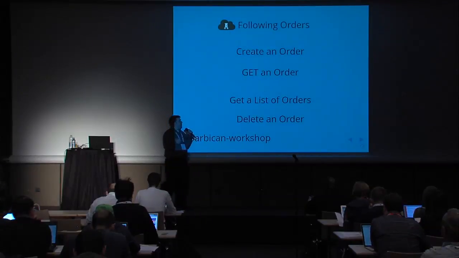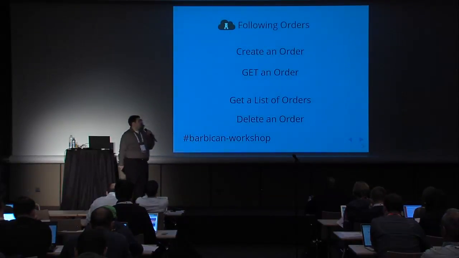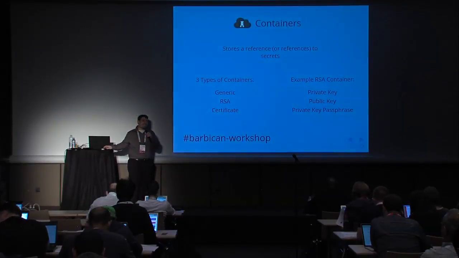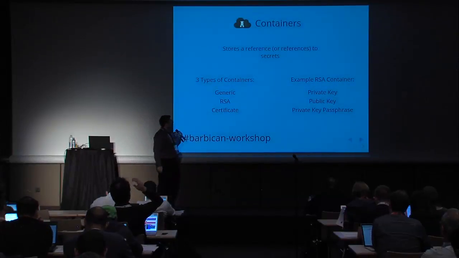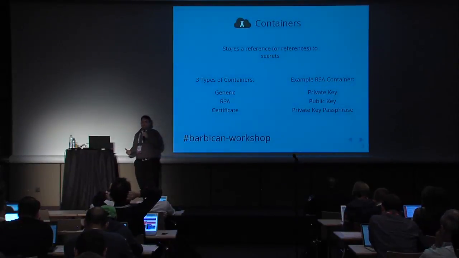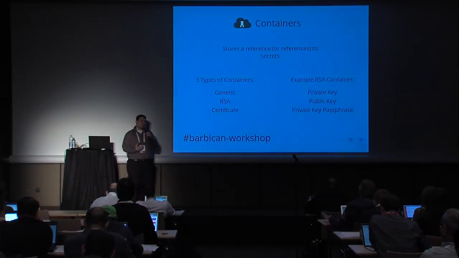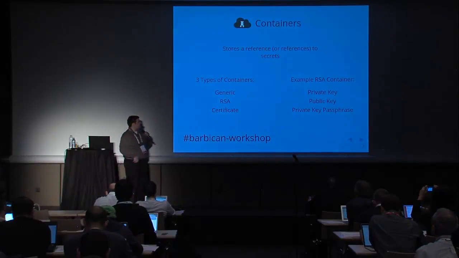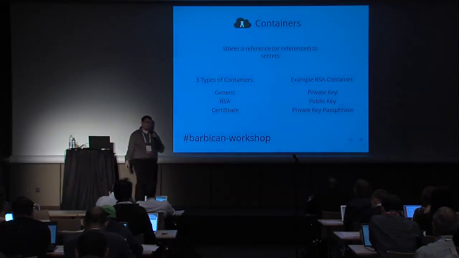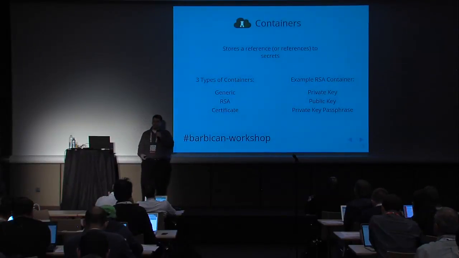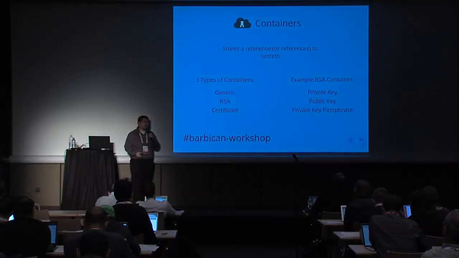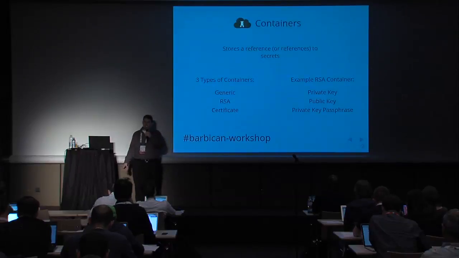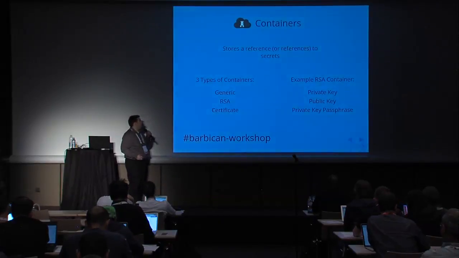So we've created an order, retrieved it, retrieved the list, and deleted it. Let's talk about containers. Containers is exactly what it sounds like. It is a grouping of secrets. The primary use case for this is where you have a specific collection of secrets that you need to keep in one spot. An example of this would be an RSA key or a certificate, where you have to store a private key, a public key, a passphrase for it, or in the case of a certificate, you might also have an intermediate chain or things like that to go along with it.